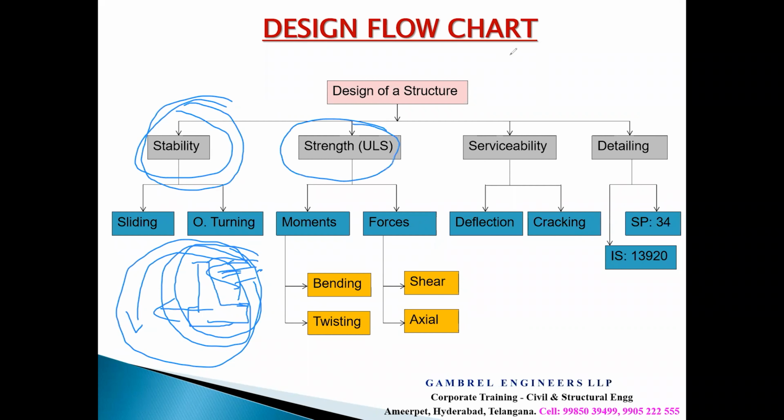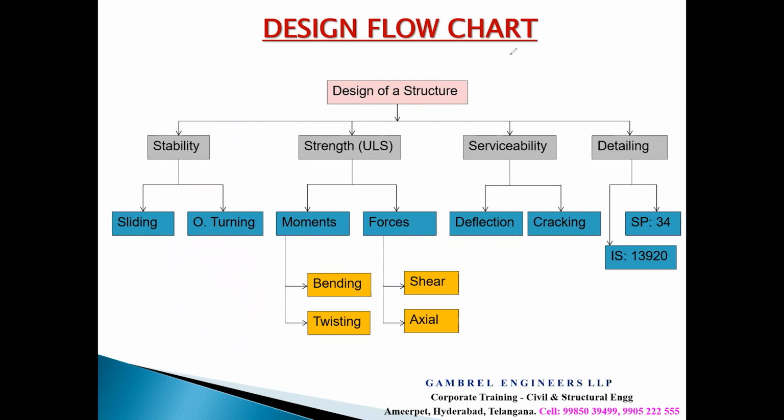And the next thing is strength criteria. In a sense, we should give the cross section enough reinforcement to resist the moments and forces. Moments would be bending and twisting. Forces would be shear and axial. And finally, especially in beams, we also have to ensure that the deflection of the beam is within control or within permissible limit.